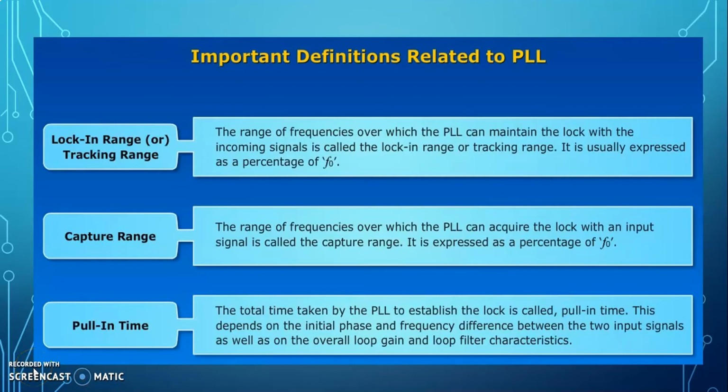Now we can discuss the important definitions related to the phase lock loop. First, the lock-in range or tracking range. The range of frequencies over which the phase lock loop can maintain the lock with the incoming signal is called the lock-in range or tracking range. It is usually expressed as a percentage of f0, where f0 is the center frequency of the voltage controlled oscillator. That is, the range of input frequency over which the loop remains in lock condition once it has captured the input. It is called the lock-in range.